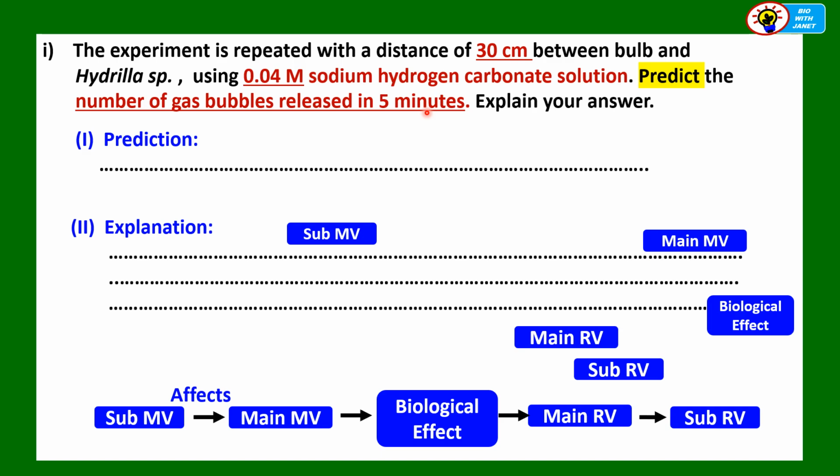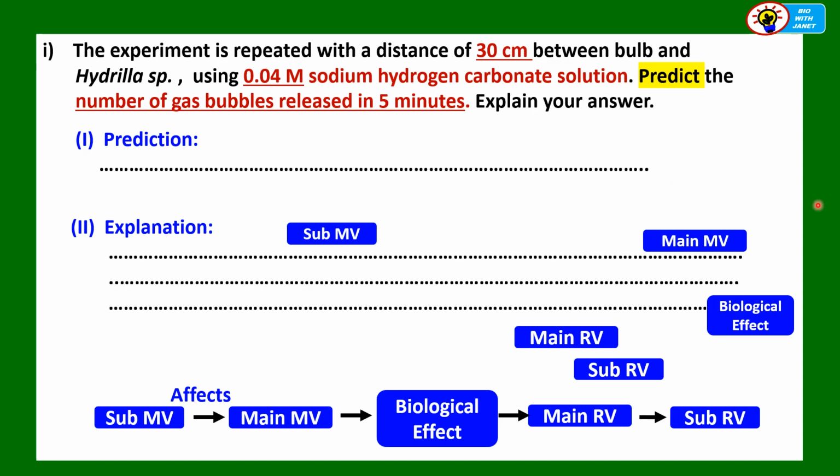Yes, if you use the 0.04 m sodium hydrogen carbonate solution and 10 cm between bulb and Hydrilla species, I use that as a comparison with this new experiment. Then you will see that the light intensity decreases from 10 cm to the 30 cm distance. Okay, so the number of gas bubbles released in 5 minutes will be less. Less than what? Than 11. Okay, than the original result.